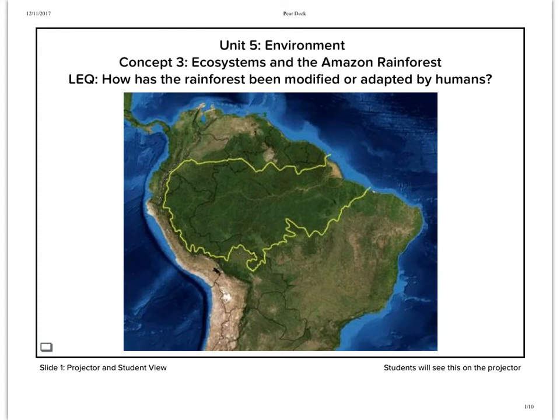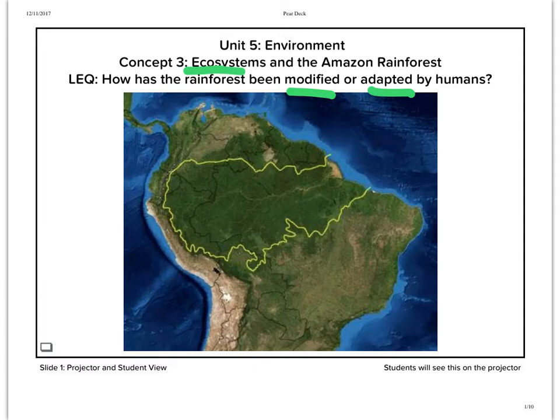All right, everyone. So today we are learning about concept 3, which is mainly about the Amazon rainforest. But the concepts that we're going to learn about today really could be applied to any kind of ecosystem on our planet. So when we say ecosystem, we're talking about any kind of environment setting, any kind of particular climate or physical region area. Our LEQ for today says, how has the rainforest been modified or adapted by humans?